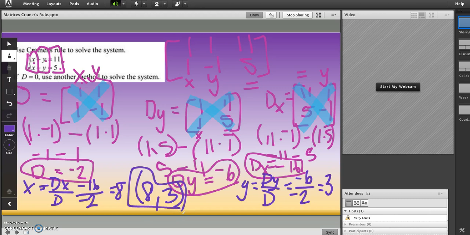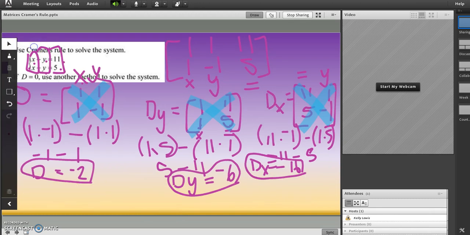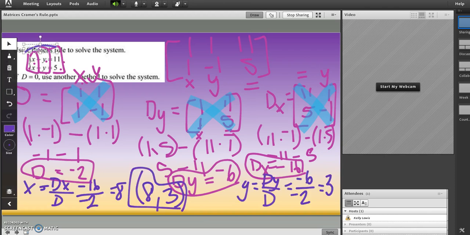Okay, and so to solve this system right here, let me clear this out so you can see it. To solve the system, x equals 8 in both cases and y equals 3. For example, 8 minus 3 is 5. 8 plus 3 is 11. So it works. Let's do another one.